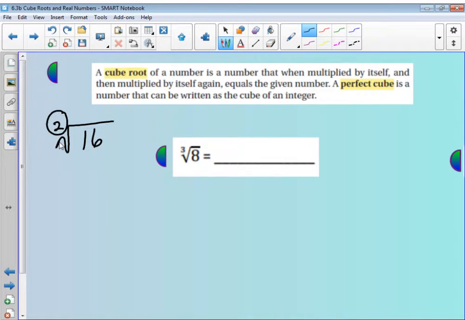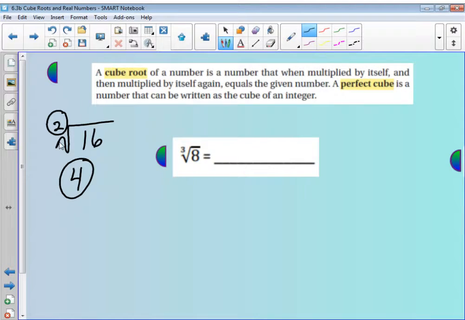So 2 times 2 would give me 4. 3 times 3 was 9. 4 times 4 is 16. Okay, so this would be 4. If we wanted to find the square root of 16, 4 is the square root because 4 times 4 would give us 16. Today, what we're going to work with is what they call a cubed root.